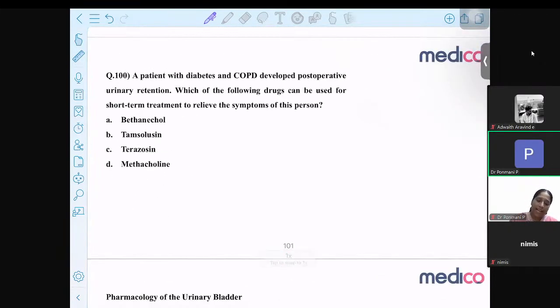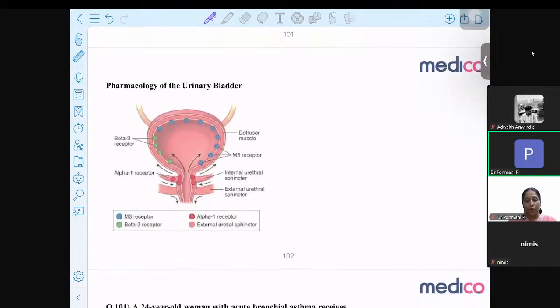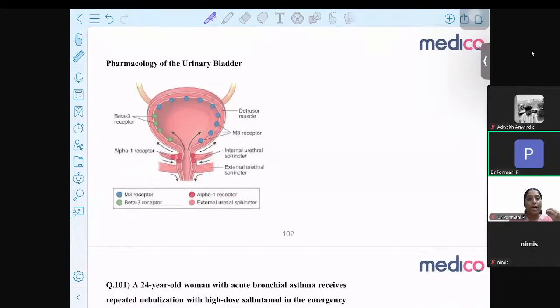Now coming to the next question. A patient with diabetes and COPD has developed post-operative urinary retention. Okay, this urinary retention question has been asked in the previous meet. So what are the drugs which are used for urinary retention? To understand that, you must know the pharmacology of the urinary bladder. See, in the bladder muscle, mostly in the trigone of the bladder, you have two receptors, M3 receptors and beta-3 receptors.